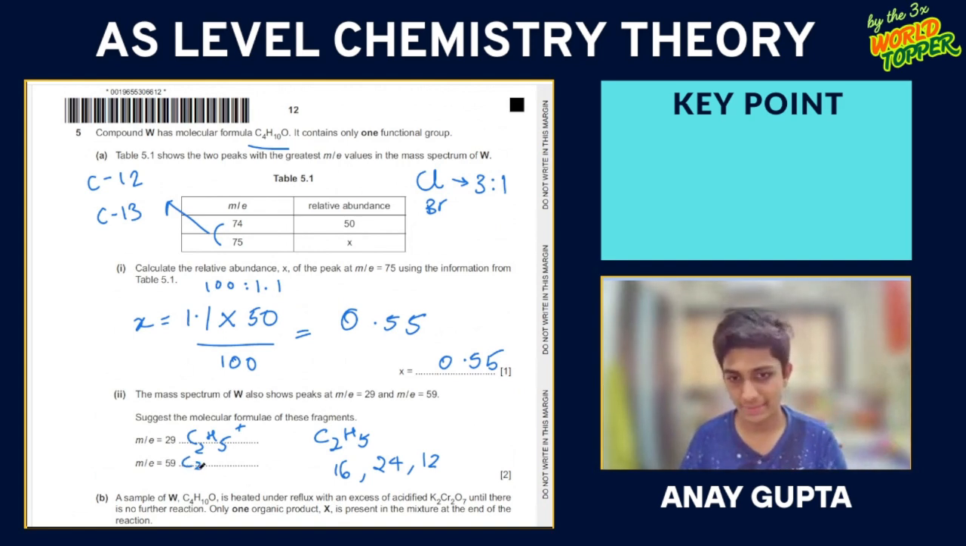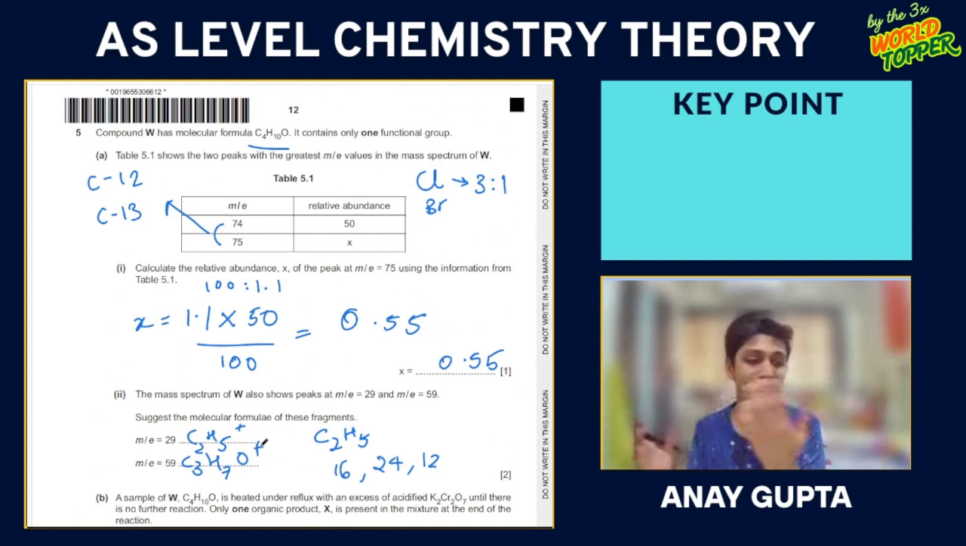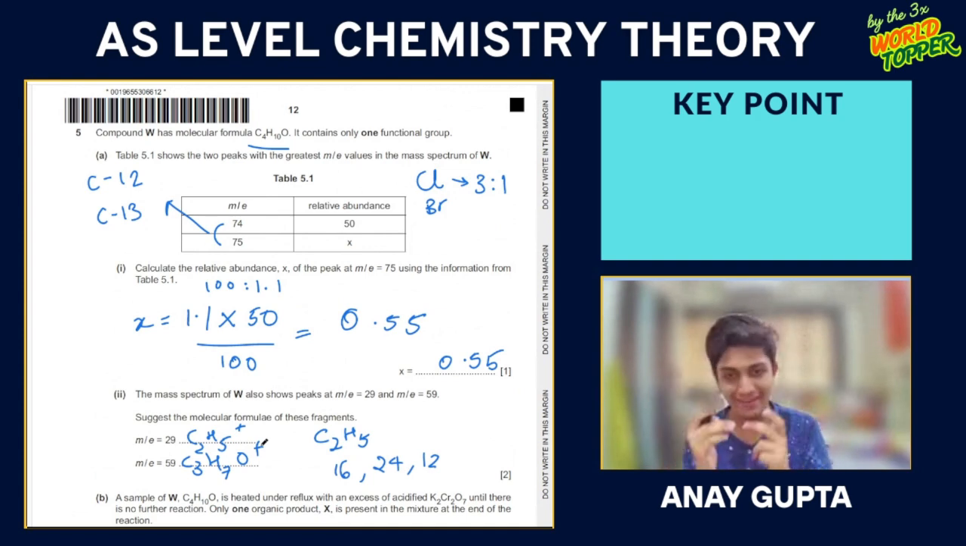So C3H7O plus. Now just remember that it should be a logical, sensible group. You just can't really have 4 carbons and 1 hydrogen, because there cannot be a group like that with just 4 carbons and 1 hydrogen, right? So you just need to take care that such a group can possibly exist.